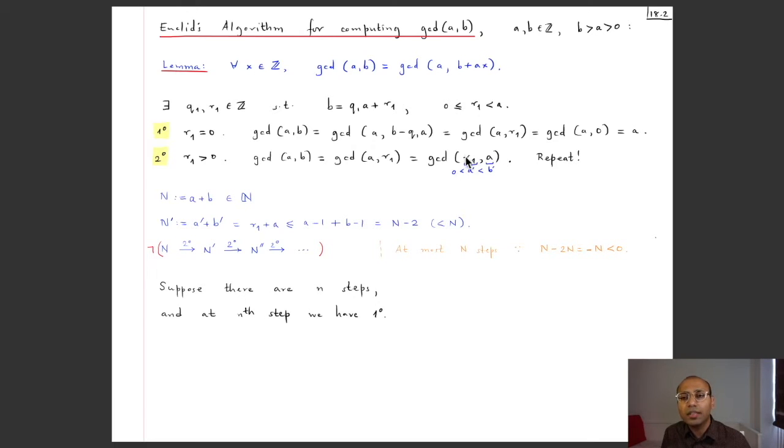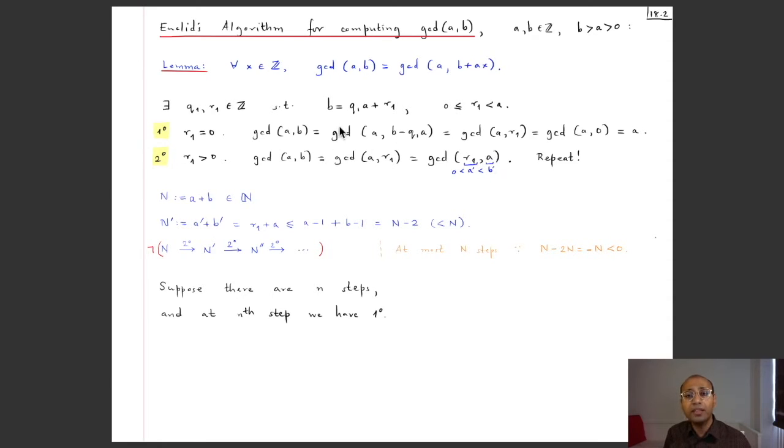Let's first note that this number is smaller than this number, just like we had before, and now this r1 is strictly smaller than this a, and this a is strictly smaller than this b. So we have got a new pair of integers, a prime and b prime, which are both positive, and moreover this is strictly smaller than this one.